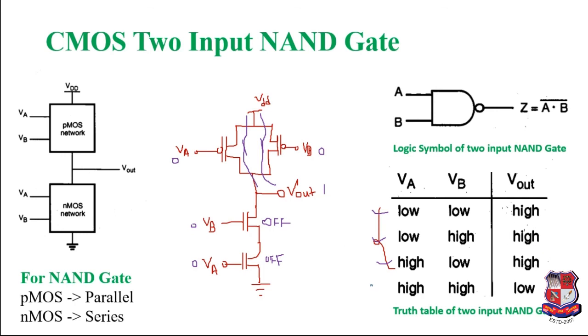In the last case, both inputs are logic high and our output will become logic 0. In that case, VB and VA both are logic 1, and therefore the NMOS transistors will be short circuited and there is a path from Vout to ground, and therefore the output will become 0. In that particular case, the PMOS transistors will be open circuited and our output will remain 0. So this is how you can design a 2-input CMOS NAND gate.